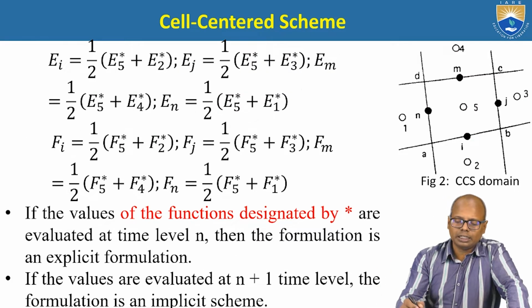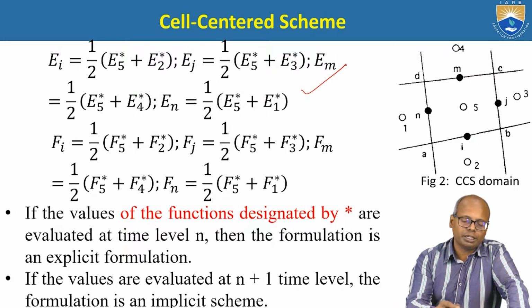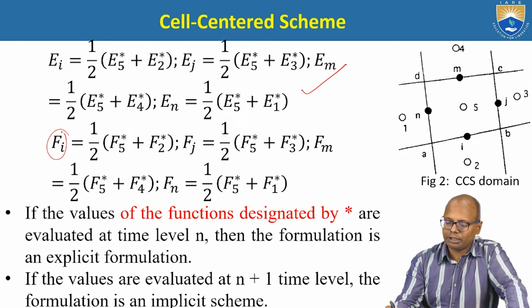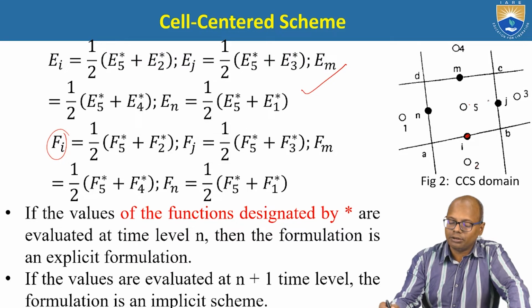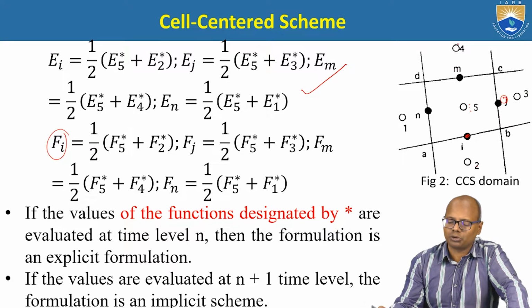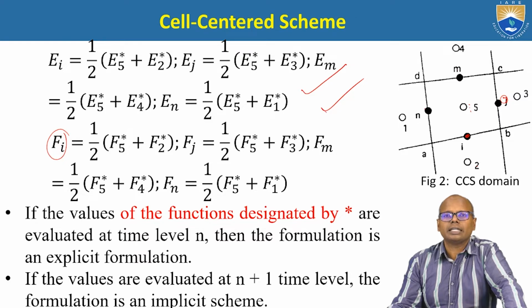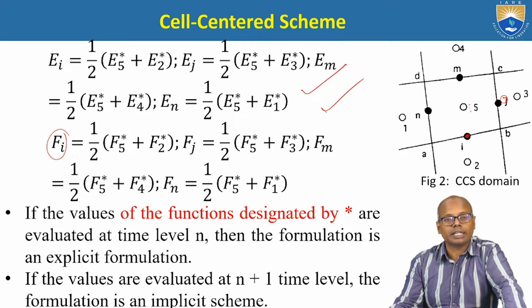Now, these are the things I have. Similarly, I can find what is F. The property F at I can be taken as the average of the value of cell 2 and cell 5, for J I can take the average of 5 and 3, for M the average of 5 and 4, and for N the average of 1 and 5. So, like this, I have to take the average values of EI, EJ, EM, EN, FI, FJ, FM, FN. So, like this one I have taken.